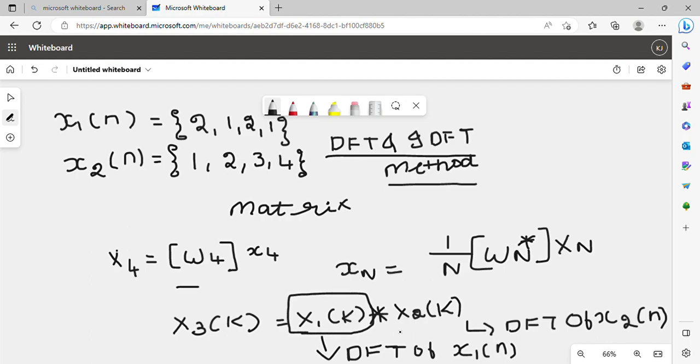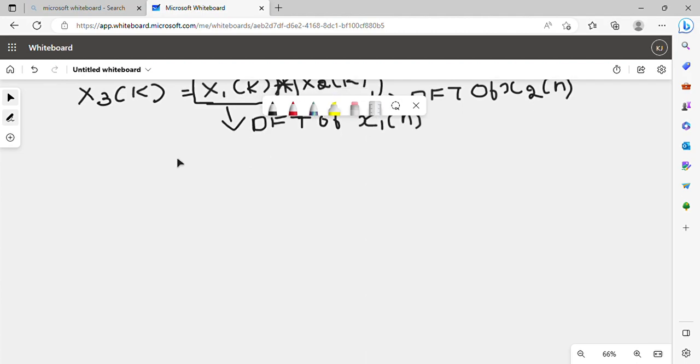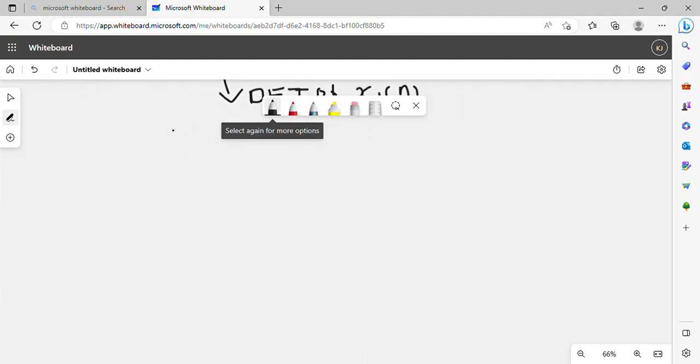You know that. Here we get only x of k for a single sequence. If you solve a DFT with respect to a single sequence, you get x of k only, right? But as we have two sequences, if you solve the DFT of x1 of n, you get x1 of k, and when you solve the DFT of x2 of n, you get x2 of k, and that will result in x3 of k, right? Yes. So now let me start doing the procedure. Let me take x1 of k first. My x1 of n is 2121. So what is my DFT process?